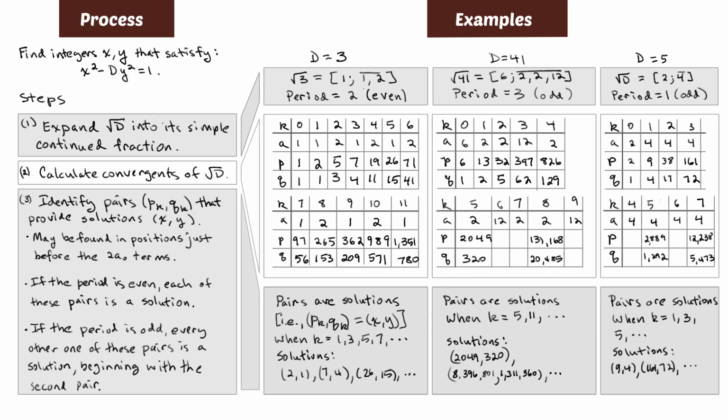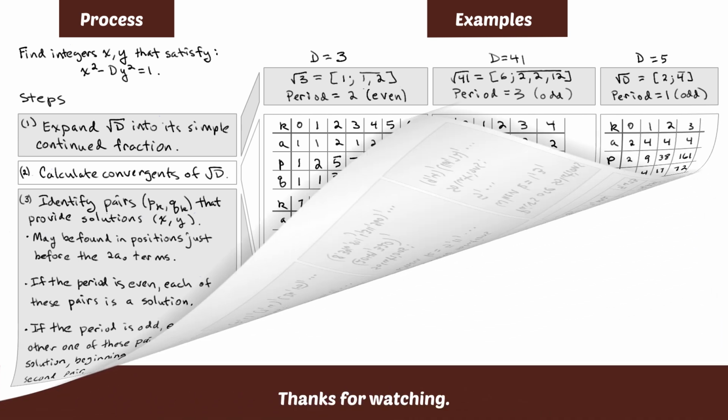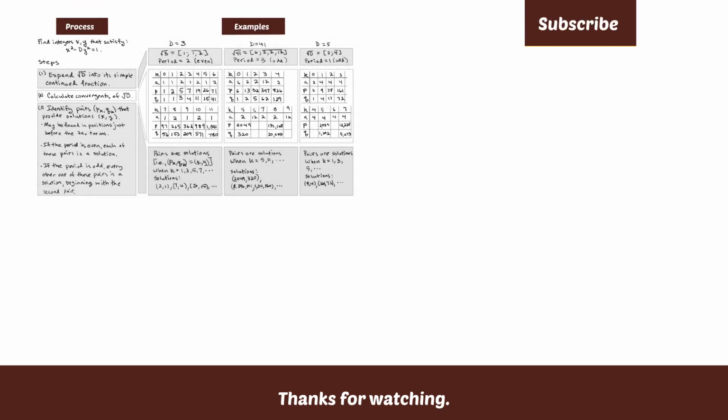And now we have seen 3 examples, one with an even period, and 2 with odd periods, one of which has a palindrome that is the empty set. In this video, we outline the process for using simple continued fractions to find solutions to Pell's equation and work some examples. That's all for now.